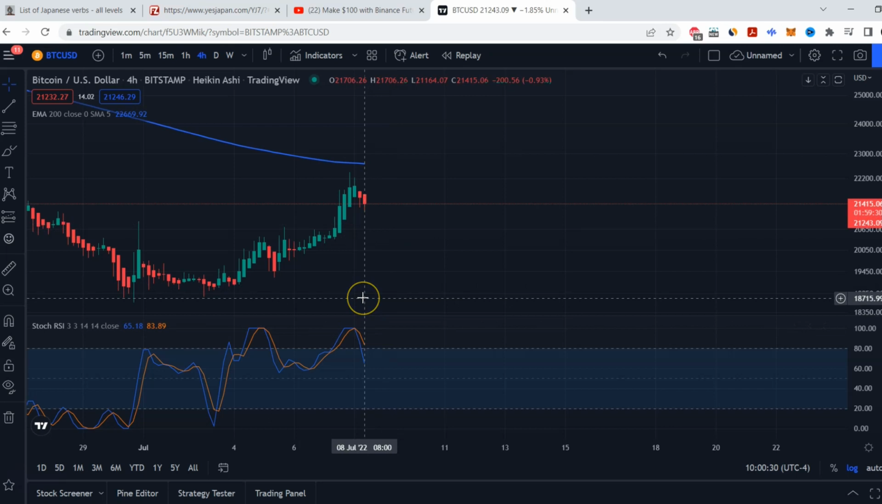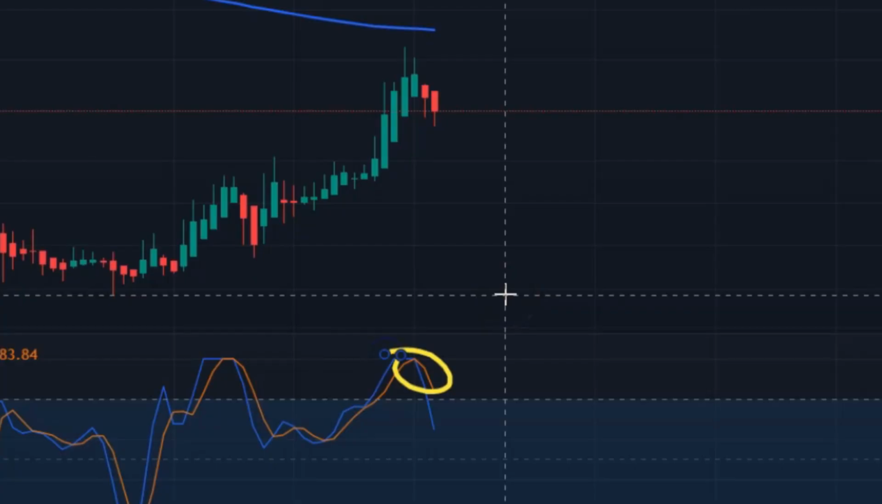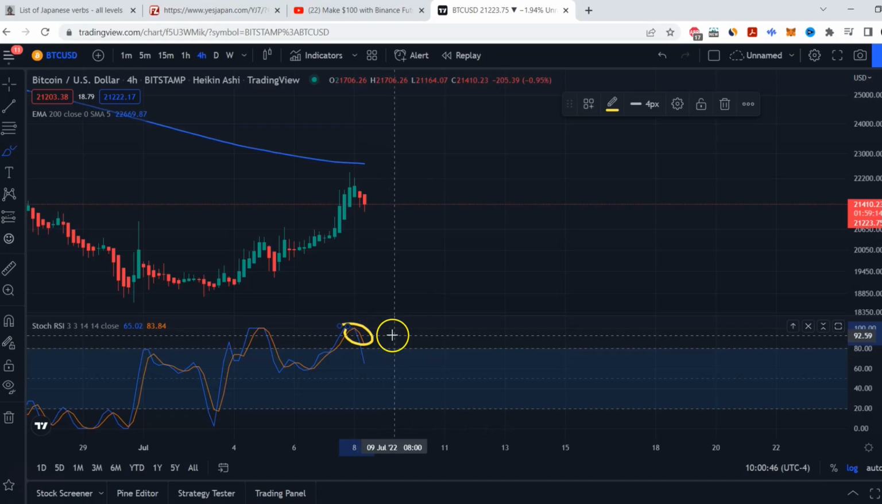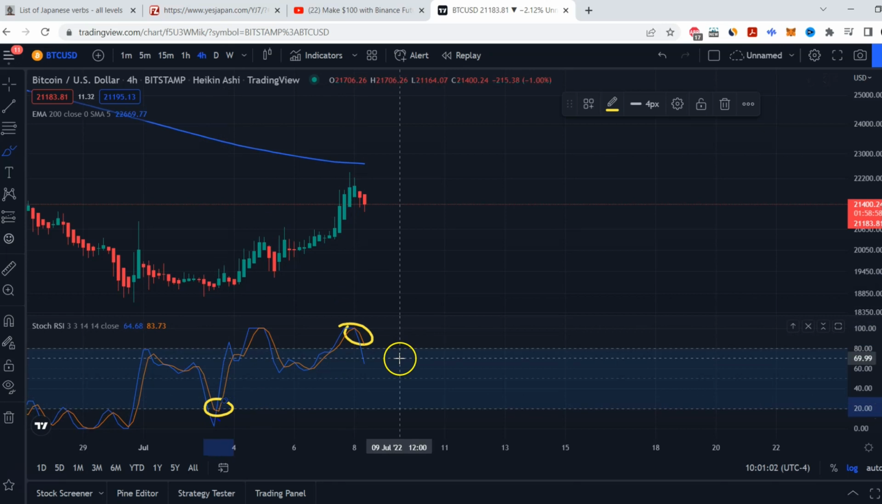And also the fourth one, this is kind of subtle. You can see here the yellow or orange line crosses the blue line. Did you see that? It crossed the blue line, and then the orange line is above the blue line, guys. Whereas if it wants to go up, you can see the blue line cross the orange line. So when we want to sell down, we want to see this cross where the orange line crosses the blue line.